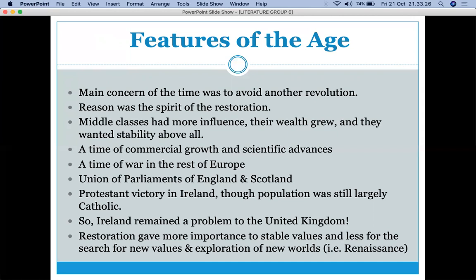A time of war in the rest of Europe. Union of Parliaments of England and Scotland. Protestant victory in Ireland, the population was still largely Catholic. So Ireland remained a problem to the United Kingdom. Restoration gave more importance to stable values and less for the search for new values and exploration of new worlds, for example, Renaissance.